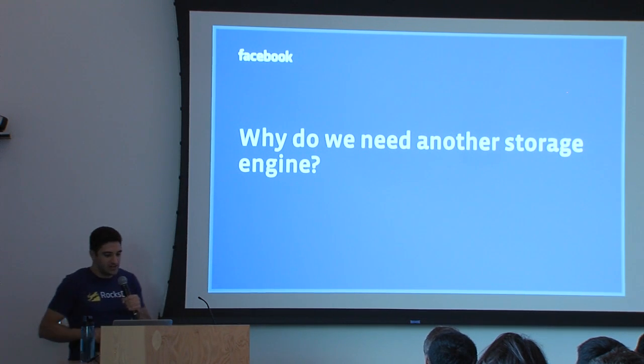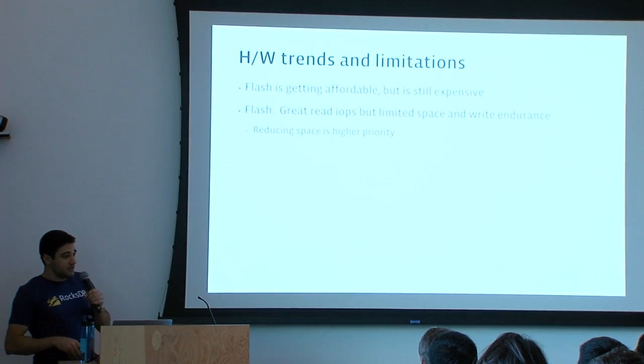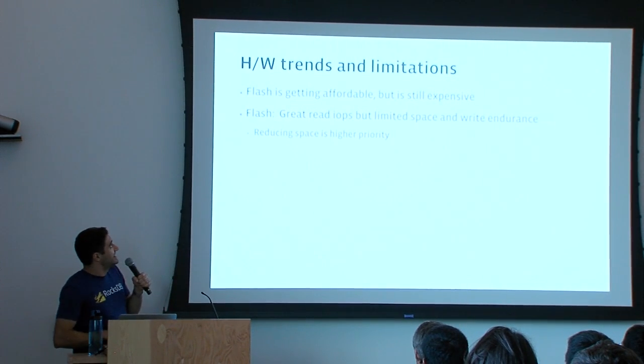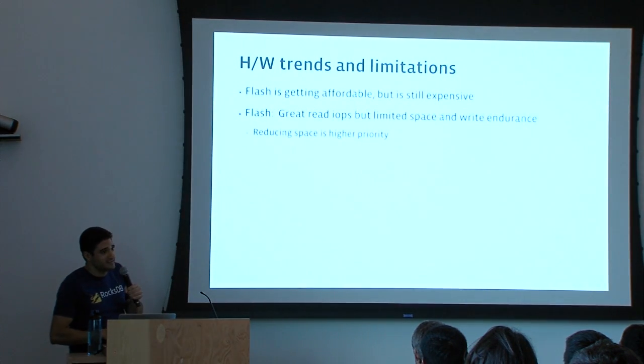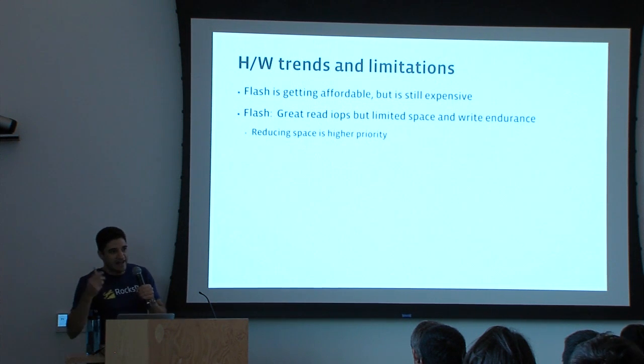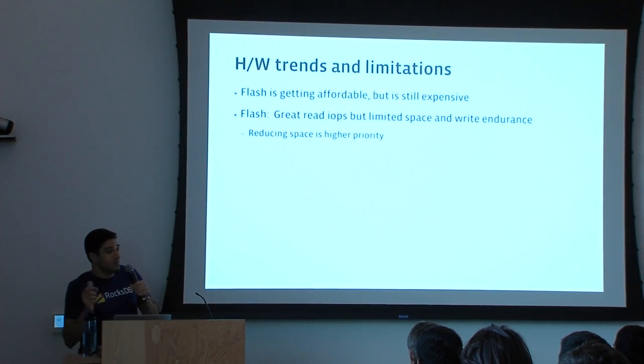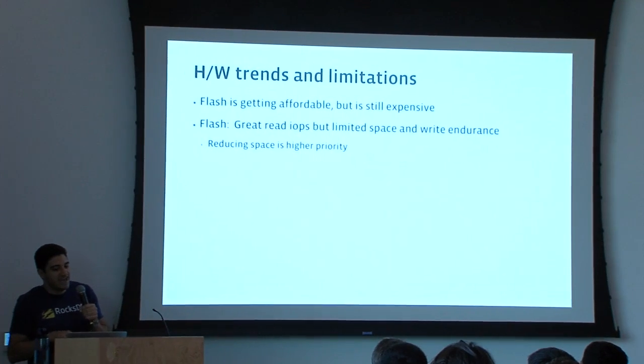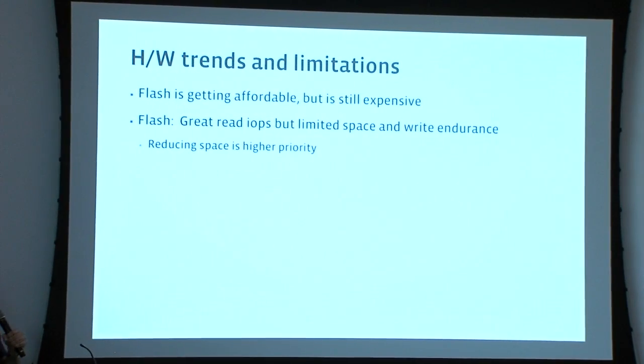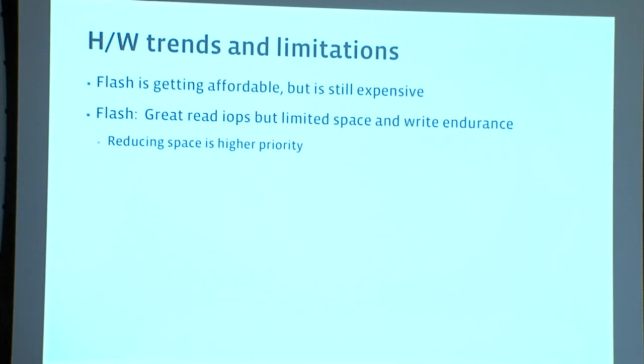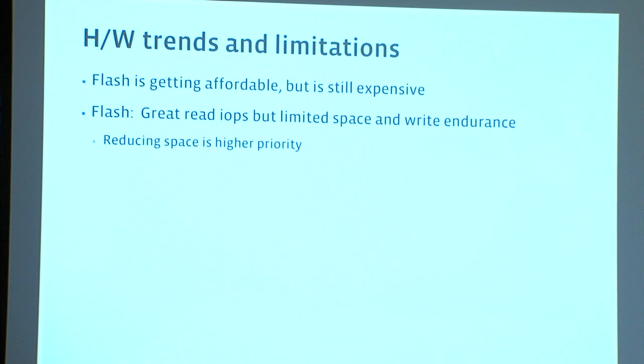So why do we need another storage engine? Most people in the room are probably familiar. Flash is getting cheaper, but it's still relatively expensive, especially compared to hard drives. Flash is great at doing reads. It can handle many read IOPS, but it still has limited space and limited write endurance. It's a limited number of writes you can do to the total device. And for our workloads, we're finding that we're really bottlenecked on the amount of total flash space we have and the amount of total writes we can do to the device. So it'd be great if we could reduce the amount of space we're using and reduce the amount of writes we're doing. So how can we do that?